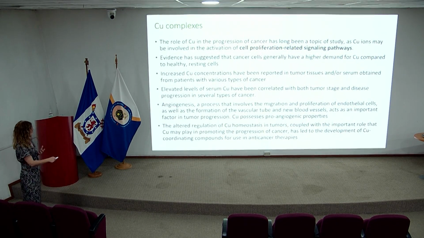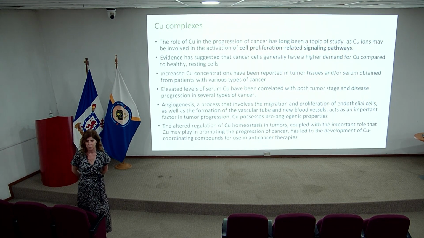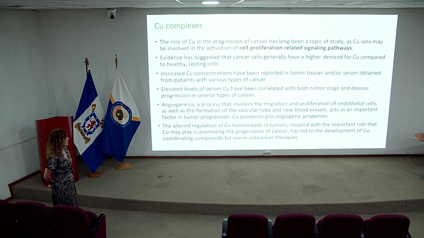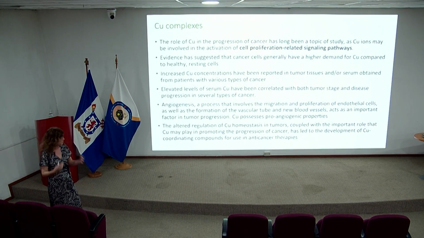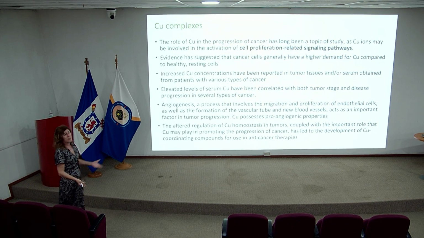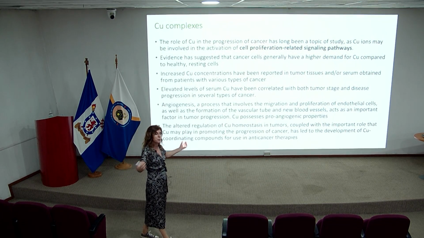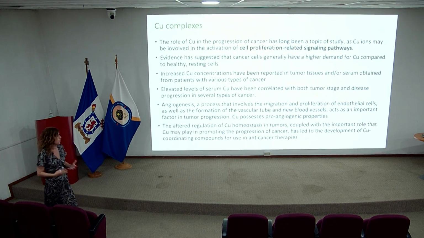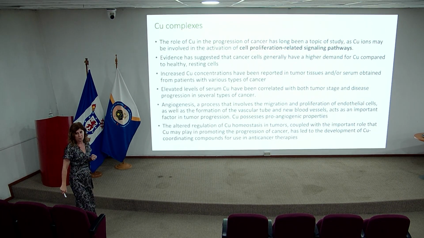And I think I've told you today that angiogenesis, which is the process that involves migration and proliferation of endothelial cells, formation of the vascular system and blood vessels, is a very important factor in tumor progression, because cells need a high vascular system that brings in the nutrients which are necessary for the rapid growth of the tumor cells. And it is said that copper possesses pro-angiogenic properties.